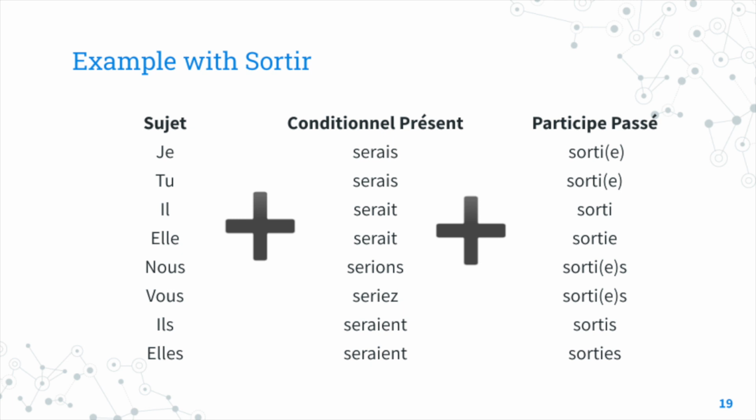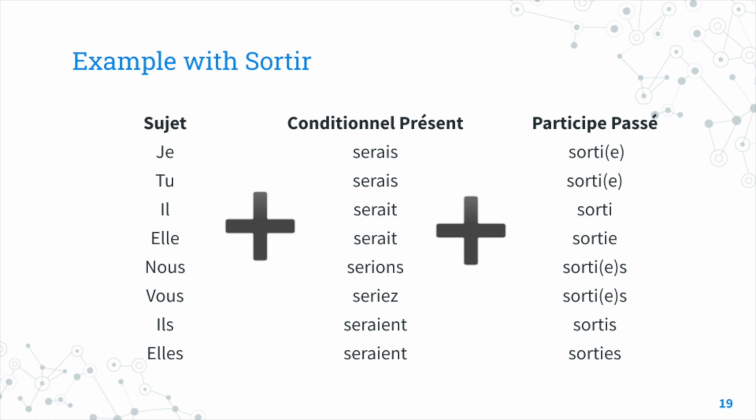Let's take a closer look at the example with sortir. So we have je serais sorti without an accord since the sujet is masculine. However, if it was feminine, we would add an e at the end. Same rule applies for tu serais sorti. The sujet is masculine, however, if it was feminine, we would add an e. For il serait sorti, there is no accord since the sujet is masculine. Elle serait sortie, there is an accord, we add an e because the sujet is feminine.